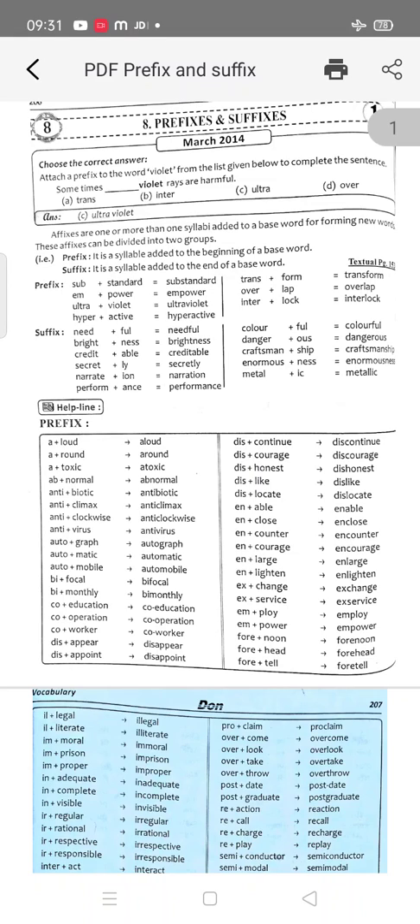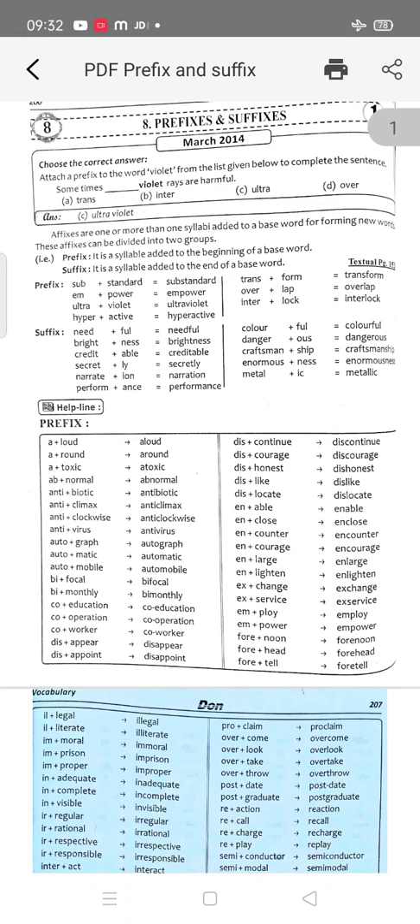Large, enlarge. Lighten, enlighten. Change, exchange. Service, ex-service. Ploy, employ. Power, empower. When you add em with power, it will become empower. Just like that. Come to the next word.